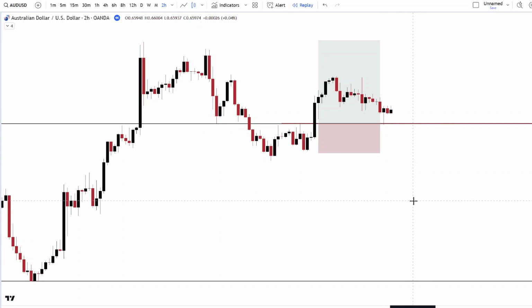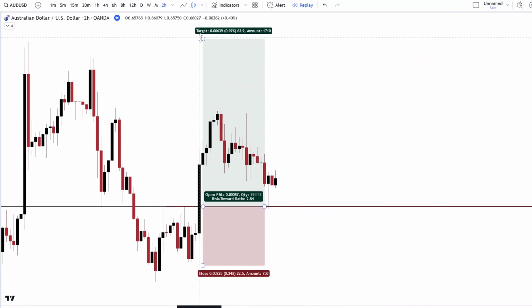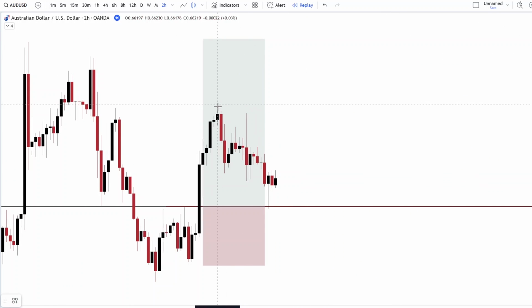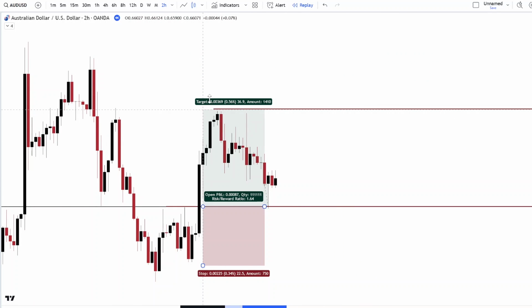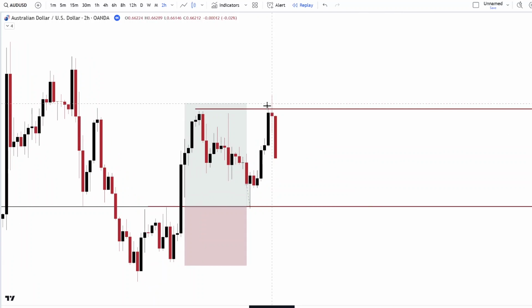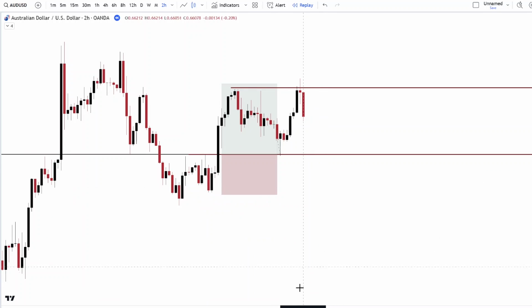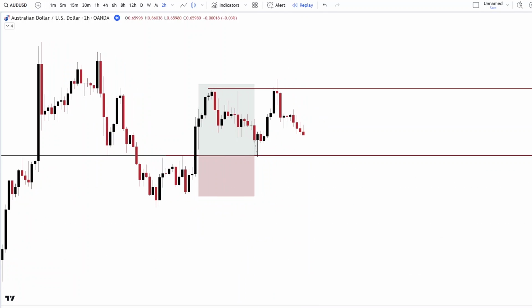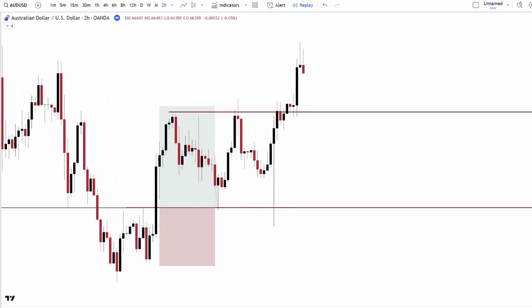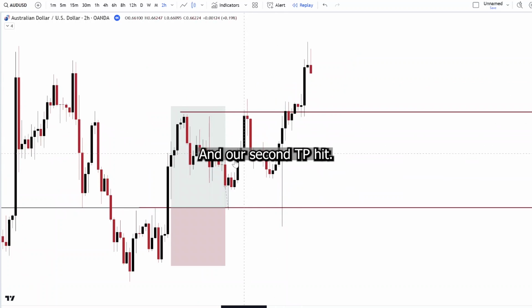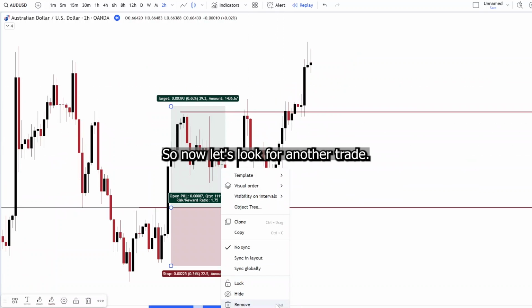Okay, price is rejecting from this level. And now as you have a new swing built, your first TP would have to be right here. And then your second TP would be right there. Okay, your first TP's hit. Let's see if we can get to our second TP. And our second TP's hit. So now let's look for another trade.